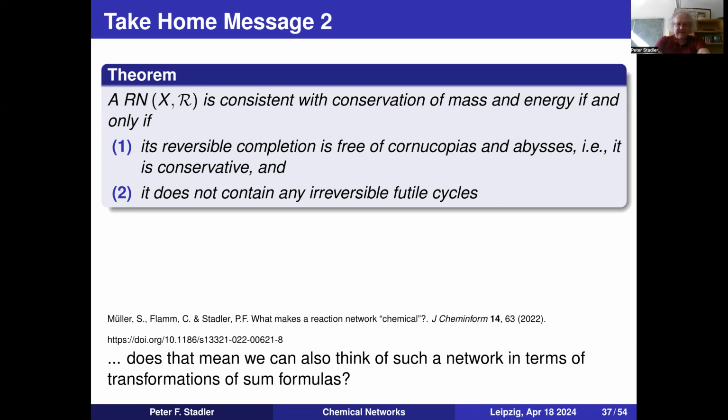And the second condition is if we allow irreversible reactions, there cannot be irreversible futile cycles, so irreversible cycles that have no net production and no net consumption. And this is sort of a baseline for everything that behaves like a chemical reaction network that we need to have. And with that, I stop.